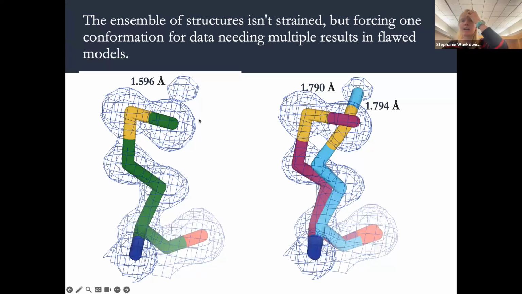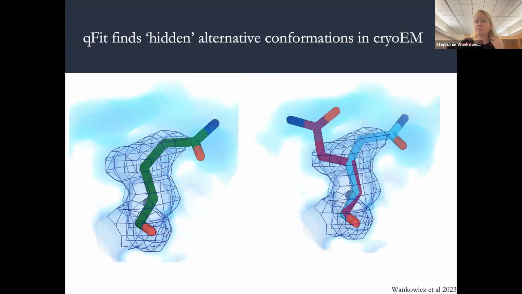And so all of the data that I've shown you thus far is really looking at high resolution X-ray crystallography structures, but we also can do this in cryo-EM. Cryo-EM is able to find hidden alternative conformations in, again, high resolution cryo-EM structures. But we can see that the same sort of problem of the lack of modeling in conformational ensembles exists here.